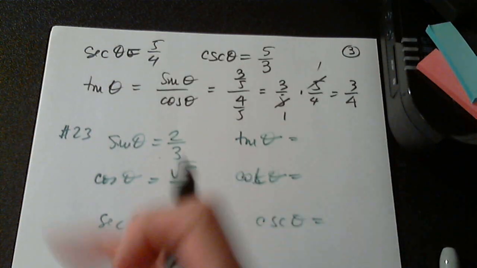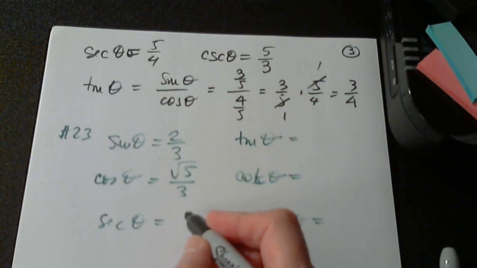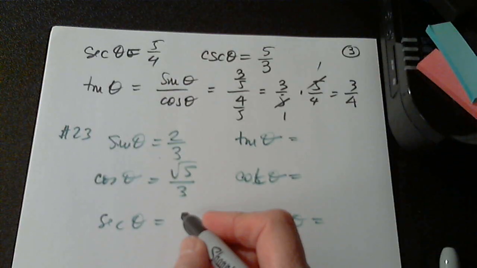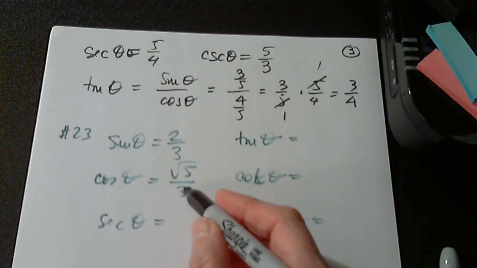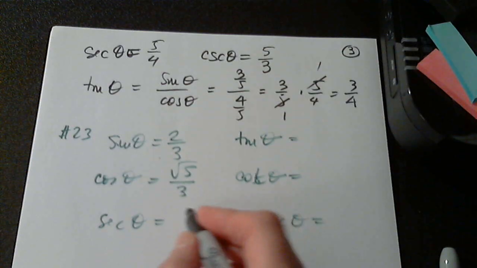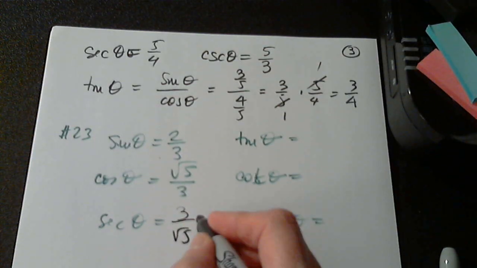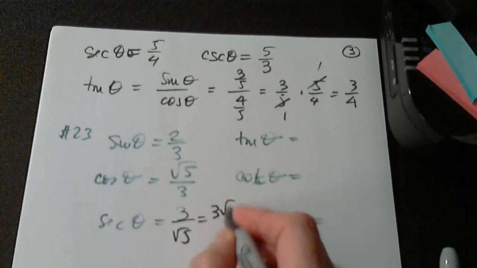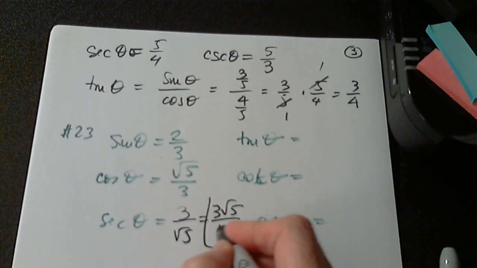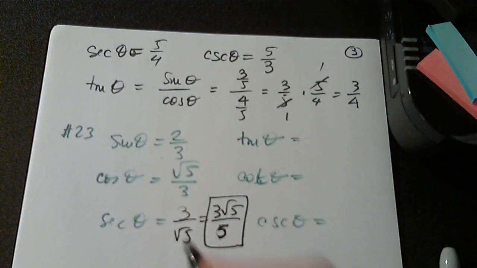What is it? How much is 1 over this? 3 over square root of 5. Yes, excellent. But I will have to rationalize into 3 the square root of 5 over 5, multiplying and dividing by the square root of 5. Perfect. Can anyone give us cosecant?